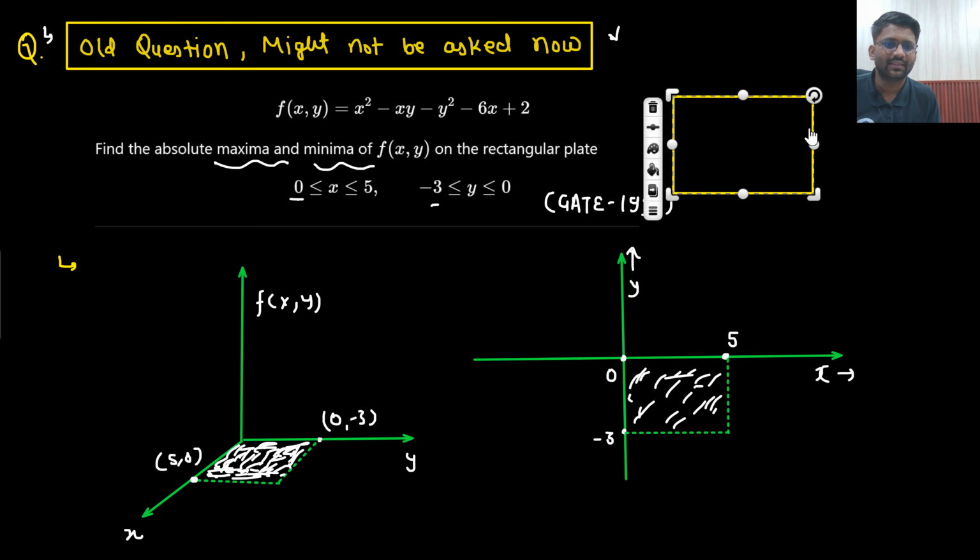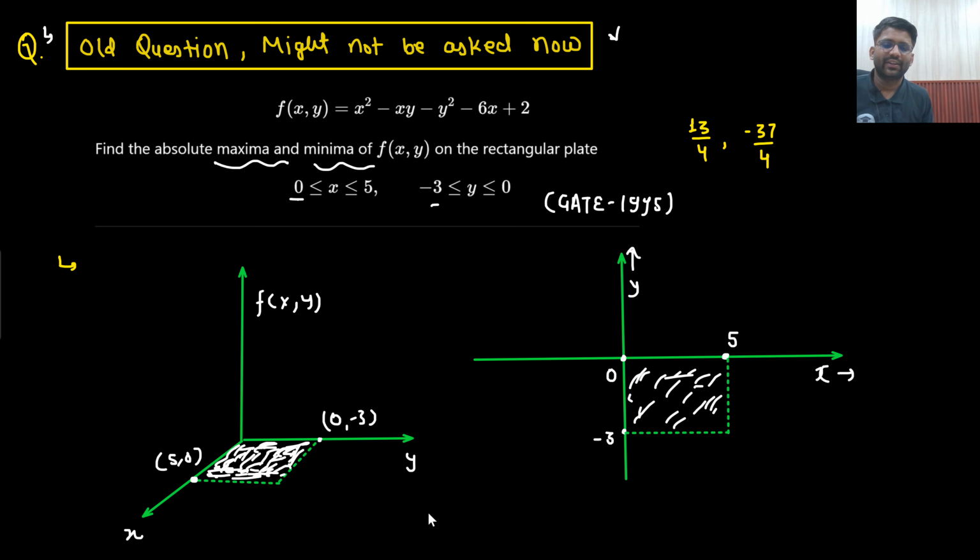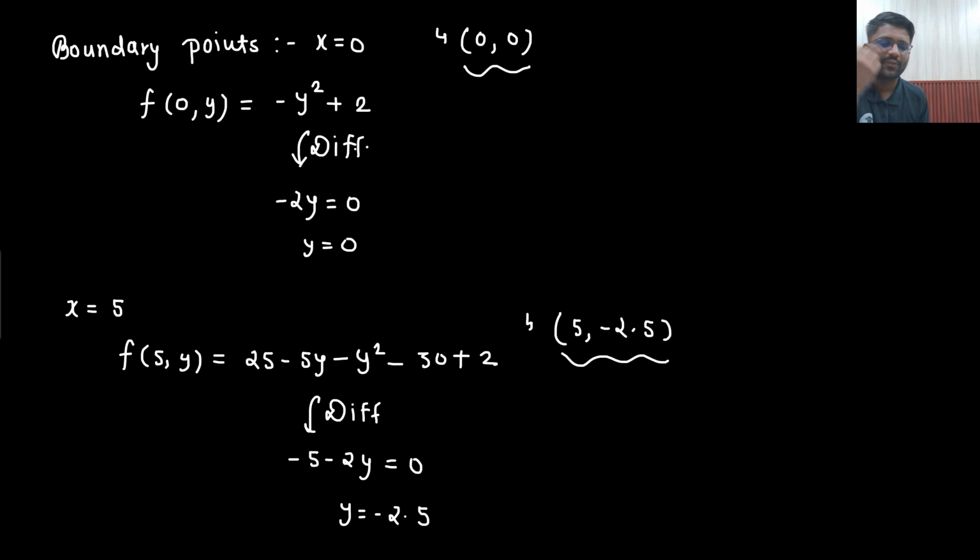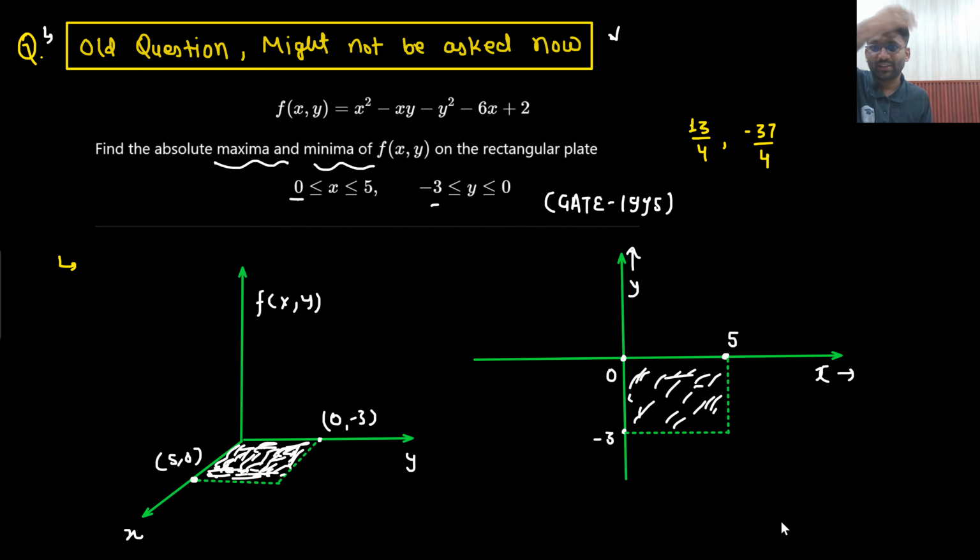So I am going to find out only at 5 comma minus 2.5 and at minus 3 comma 1.5. Have I written down the answer? Yes, I have written down the answer. The value will come out to be 13 by 4. So I will have to find out the value at 5 comma minus 2.5. Let's write down the function again: x square minus xy minus y square minus 6x plus 2.